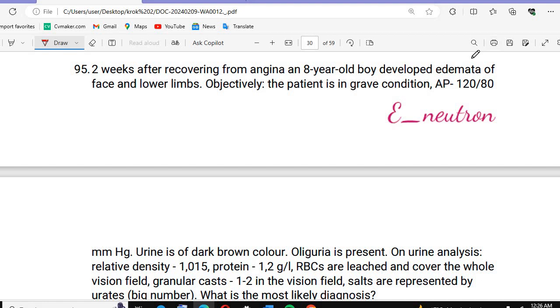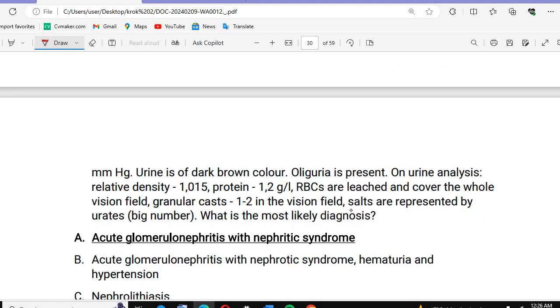Question number 95. The patient has edema of the face and the lower limbs. Along with that, the urine is dark brown colored, which means the patient has hematuria. The relative density and protein are given. Protein is less than 3.5, so it can't be nephrotic syndrome.